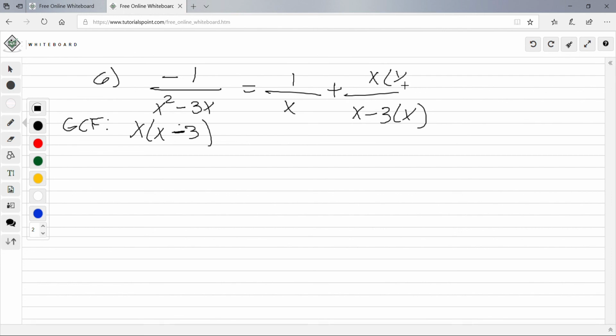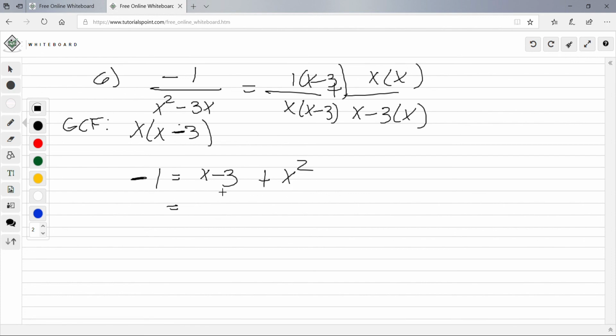So let's multiply top and bottom by x. And what are we missing here? X minus 3. Okay, and then you know that the denominator cancels. So you're just left with the numerator. So on the left, you get -1, because we didn't touch this part. So 1 times x minus 3 is x minus 3, plus x times x is x squared.